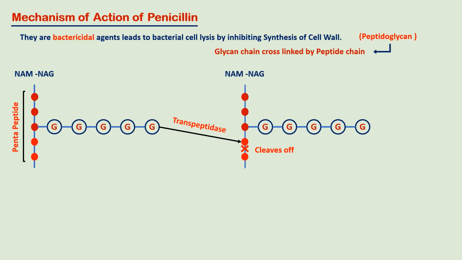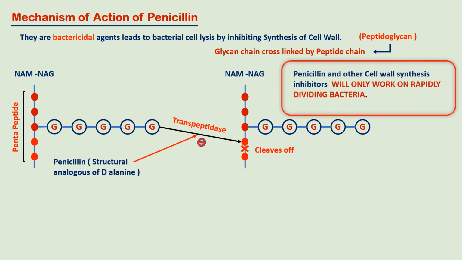Now, penicillin is a structural analog of D-alanine, and this is why it is able to inhibit the transpeptidase enzyme, inhibits this bonding and thus diminishes cell wall synthesis. Now, one thing to remember is that penicillins and other cell wall synthesis inhibitors only work in dividing bacteria. This is because these cells will be synthesizing cell walls and provide a target for the penicillins. By inhibiting the cell wall synthesis, they cause the bacterial cells to lyse and ultimately have a bactericidal action.